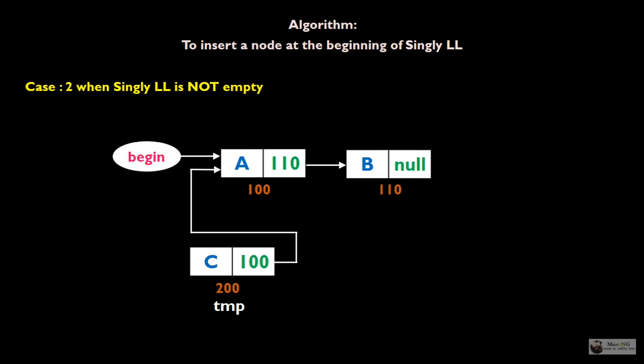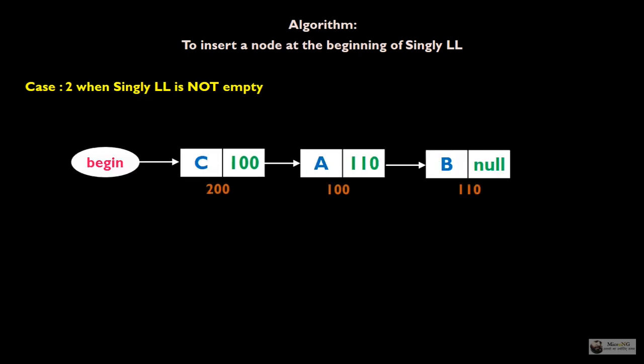Now begin should come and point to the newly created node temp. So begin should be equal to temp, so that begin will point to the newly created node. So this has been joined now. C becomes the first node. We have inserted a node at the beginning, then A, then B. So C is a node which is newly inserted at the beginning of the existing single linked list. So we can see the algorithm for how we have performed these operations.